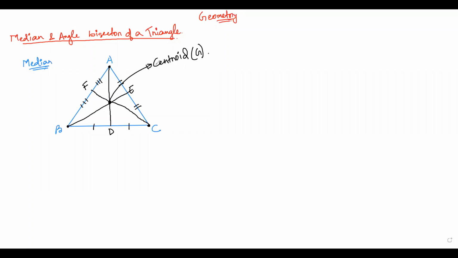Well, we will know more about the centroid of a triangle in the next video when we will be seeing geometric centers of triangles. But for the time being, let us simply know what is a median, which is simply a line segment from the vertex to the other side of the triangle, which divides the other side into two equal halves.